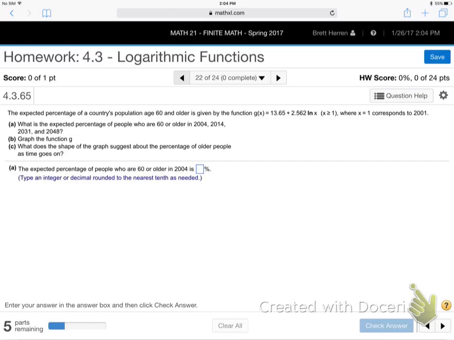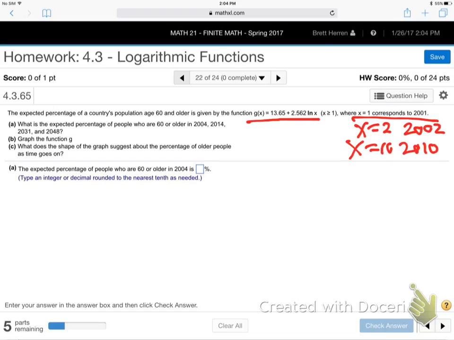All right, so 22. This will be representative for all those. So they're giving me this big, ugly function here. And they're saying, okay, x equals 1 is the year 2001. Remember how they always set these up for time? So that means x equals 2 would be 2002, and x equals 10 would be 2010, etc.